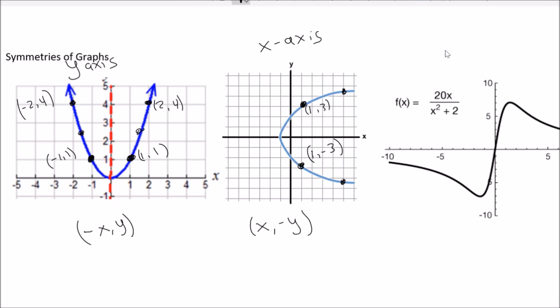And then this last one, this is called origin symmetry, or symmetry about the origin. Okay, and so what that means is that for any point I pick, it has a partner point on the opposite side of the origin.